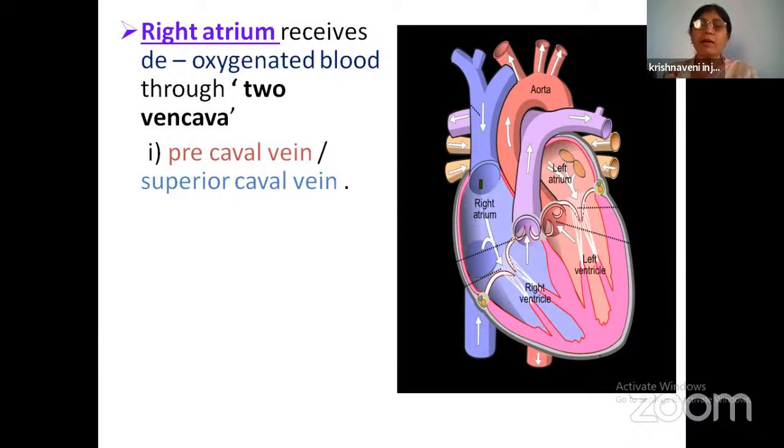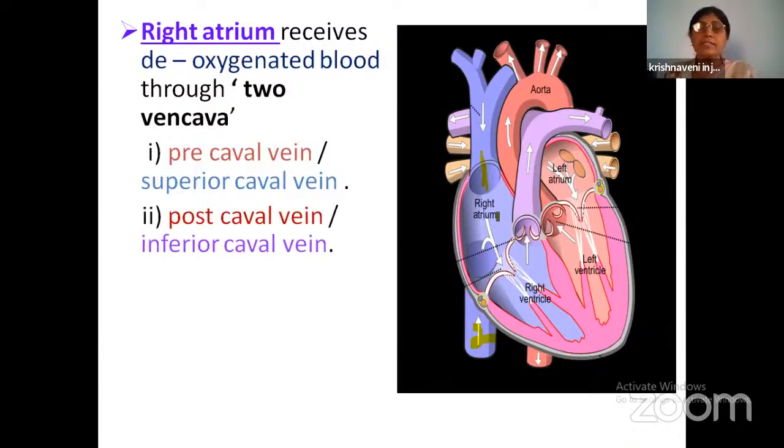Vena cava, where is the vena cava? This is the 1. This is the 2. These are 2 vena cava. Number 1 is the precaval vein or superior caval vein. This is the superior. Superior means high end. So the superior caval vein collects the blood from all the parts of the body and reaches to the right atrium. So the blood is now poured into the right atrium.